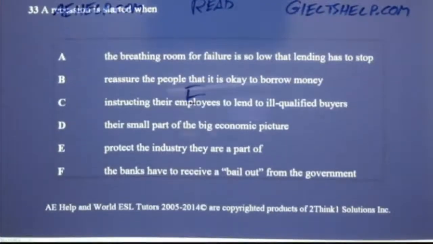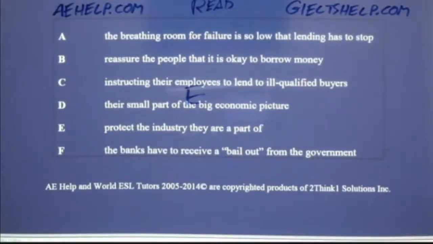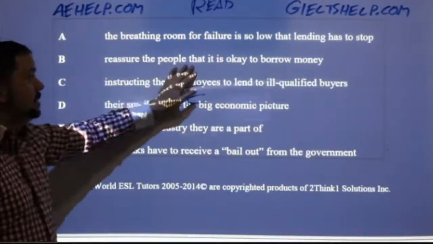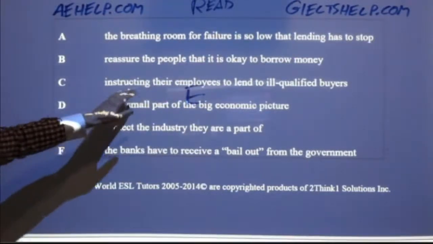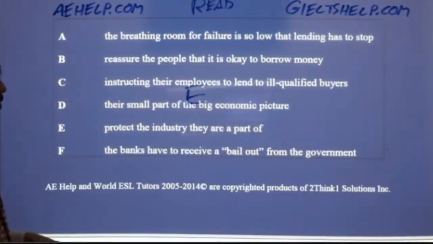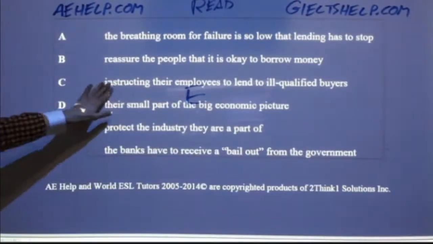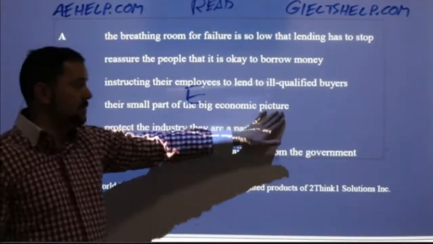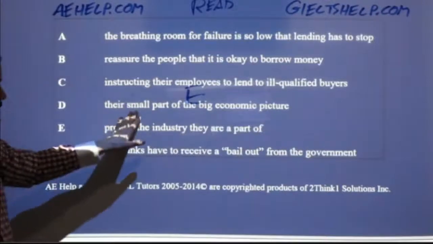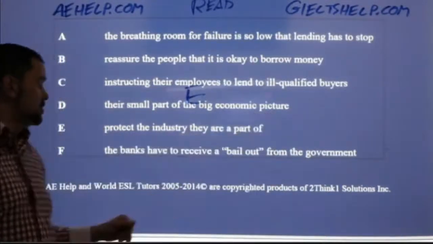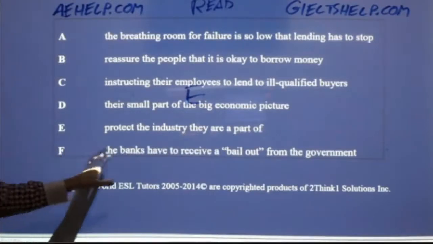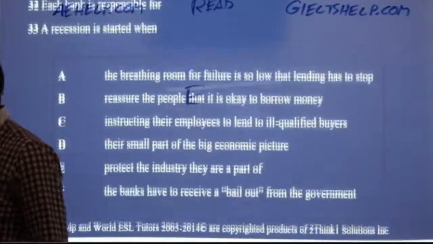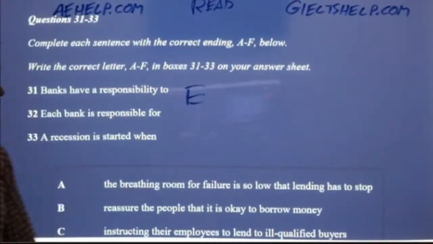Okay. I can read these again. For the breathing room for failure, no. For reassure the people, doesn't make grammatical sense. For instructing their employees to lend to ill-qualified buyers, that's really strange. That's probably not going to be an answer for anything. For their small part of the big economic picture. So banks are responsible for their small part of the big economic picture. That looks really good. For the banks have to receive a bailout. That doesn't make sense. D definitely looks like the right answer. So I'm going to go with D.